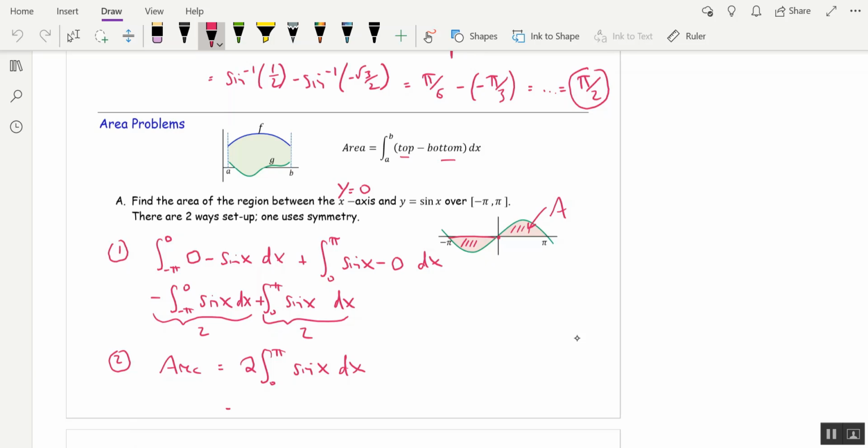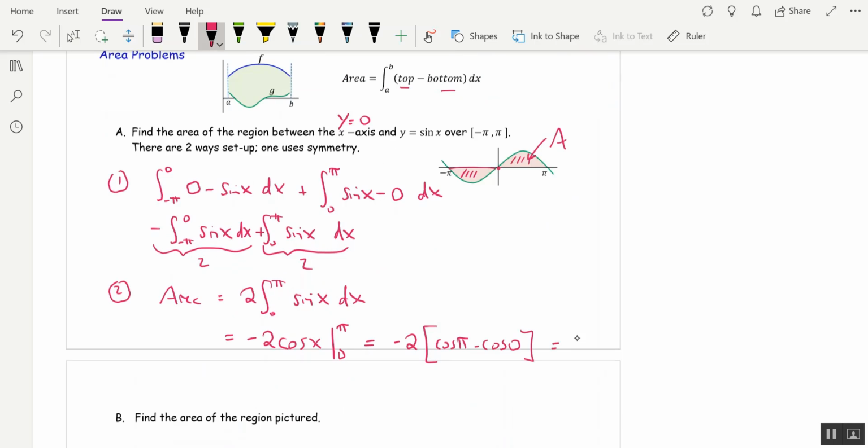So let's do that. I'm going to integrate now. The integral of sine is negative cosine. And I've got that 2 there too. Negative 2 cos x, evaluated from 0 to pi. So that's negative 2, I'm going to pull the constant out, times cosine of pi minus cosine of 0, which is negative 2 times negative 1 minus 1. That's negative 2 times negative 2, which is 4. It would not make sense to compute an area problem and get a negative number.